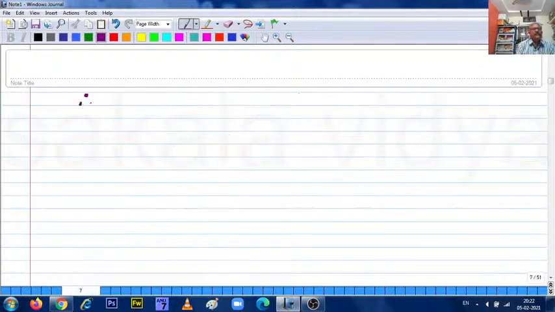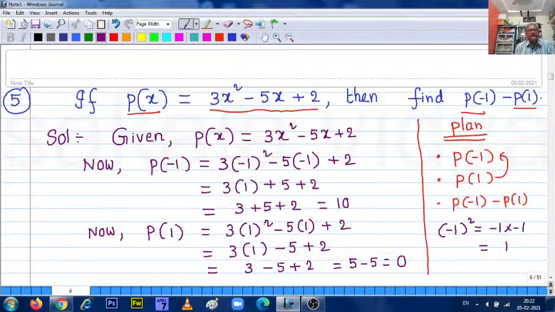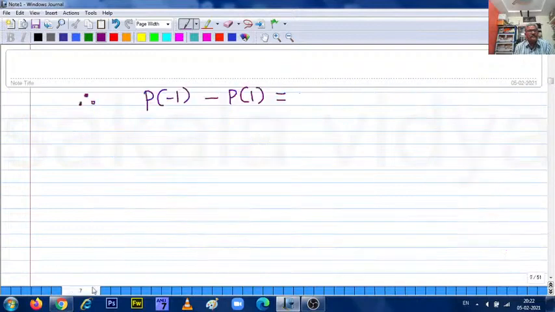Now therefore P of minus 1 minus P of 1. So go back to the previous page. In the previous page P of minus 1 is 10, P of 1 is 0. So let us substitute 10 minus 0. So we get 10.